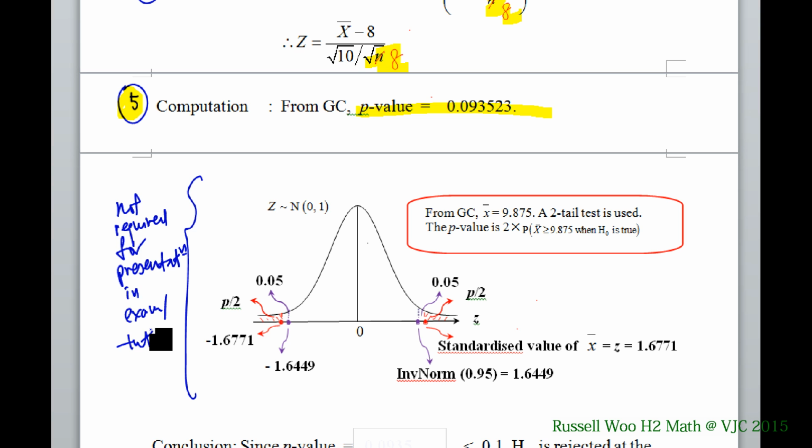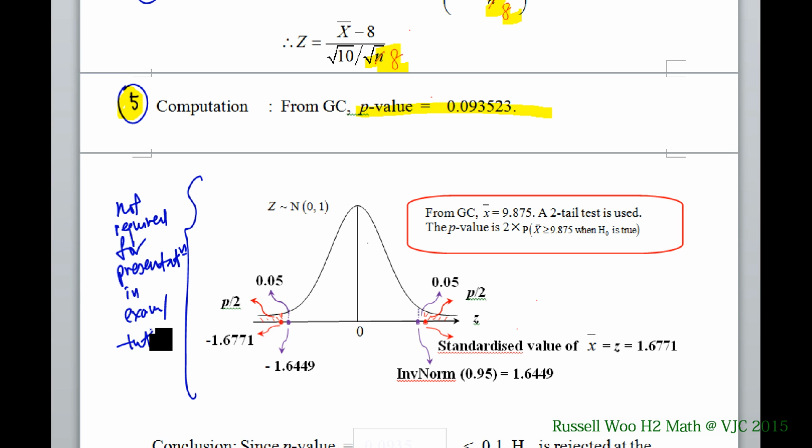You get this one? Here. This area is not your p-value. This area times 2 is your p-value, because it's a two-tailed test. Because p-value is a probability of obtaining a value as extreme as this. As extreme in the two-tailed test will refer to here and here, the two red colored areas. Just ignore that.